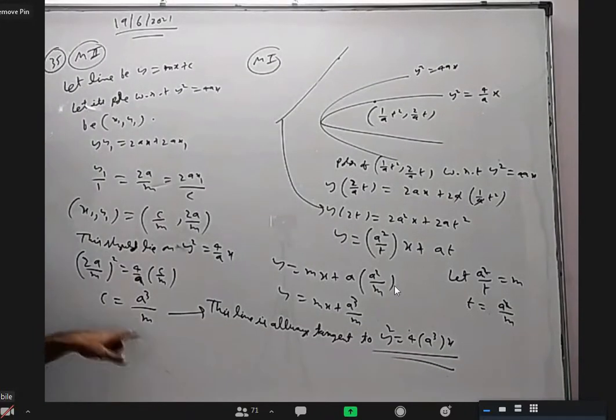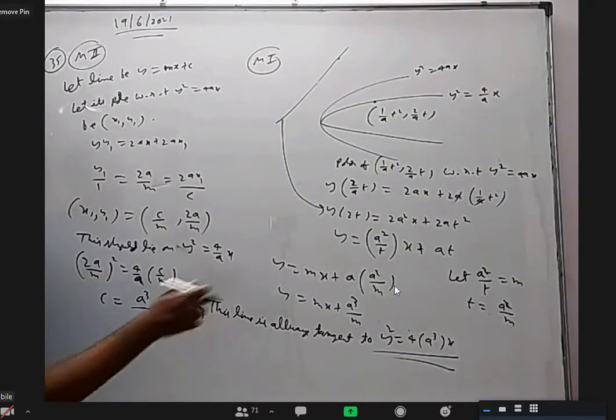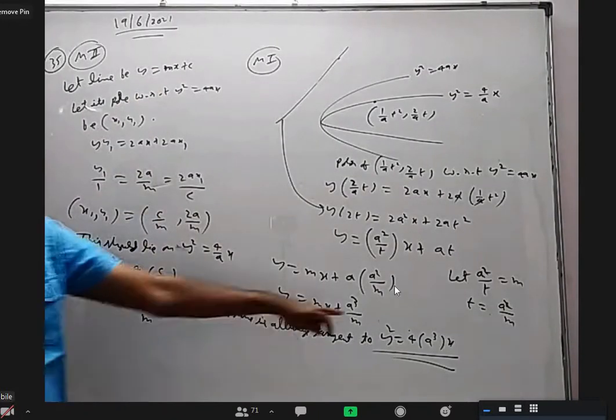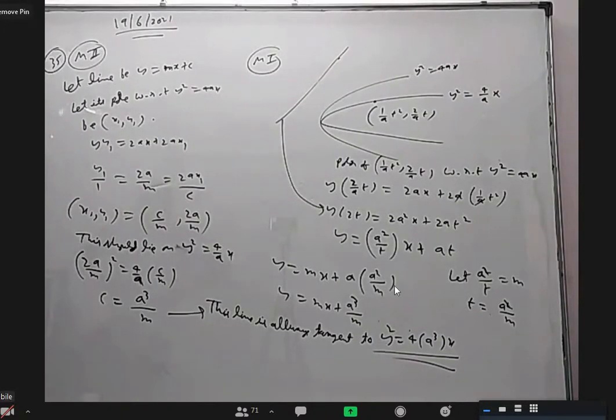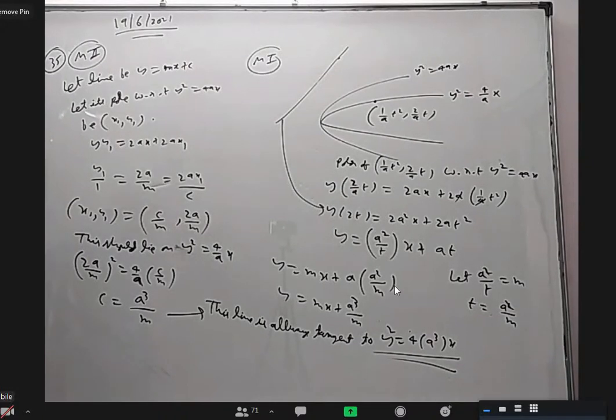So based on the c equal to a by m condition, we can say that this line is always tangent to the curve. Again same. So you can do it this way or this way, same answer. I hope everybody understood the question.